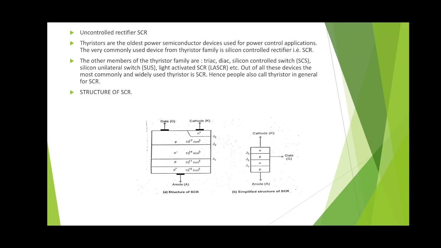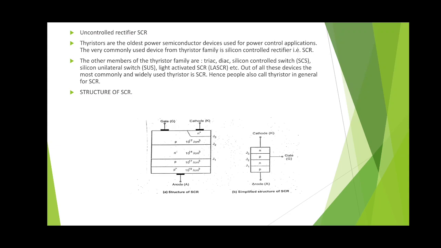So the detailed structure of the SCR is shown in this figure, that is, there is a P plus layer, P layer, N minus layer and P layer. The terminals are gate, cathode and the anode. We know that SCR is a 4 layer device. So the vertical diagram is shown in the figure, and the structure is a detailed structure.